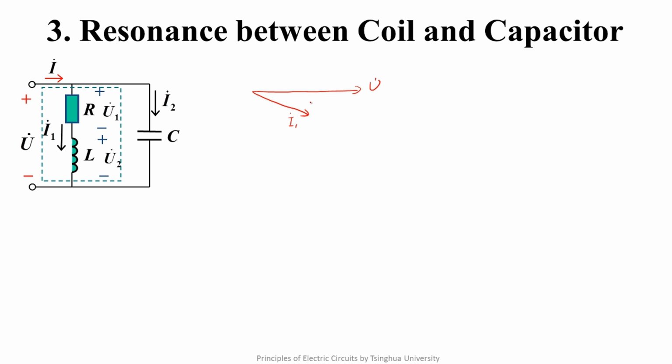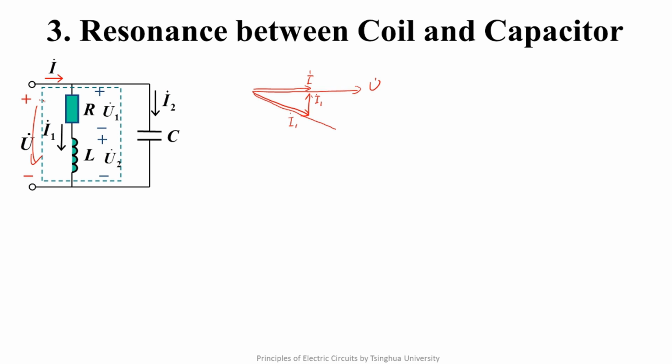For the capacitor, its current leads the voltage 90 degrees. The modulus of the capacitor current is limited in the resonance condition. The voltage and the current of the port are in phase. For the coil, U1 and I1 are in phase, and U2 leads I1 90 degrees.